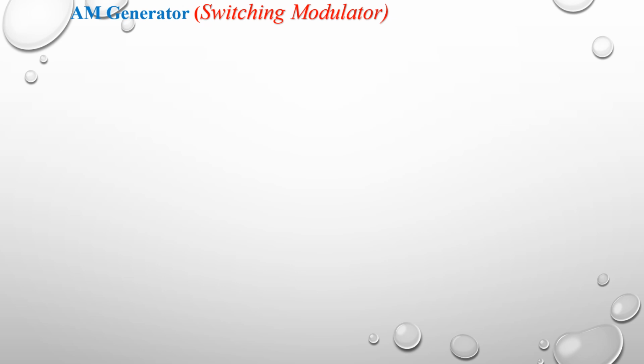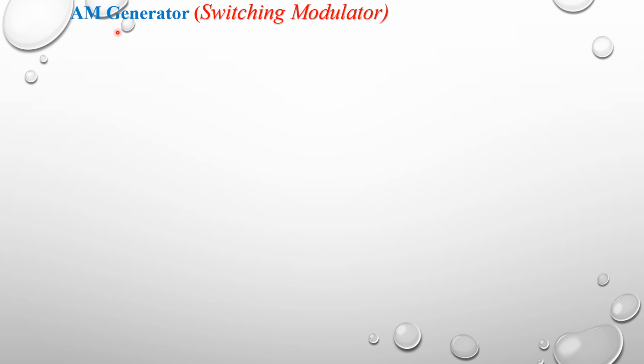In previous lecture videos we discussed amplitude modulation and the mathematical representations of AM in terms of time and frequency, and we also calculated the bandwidth and total power of AM. Now we will discuss how to generate AM waves. The switching modulator is the circuit which generates the AM waves.